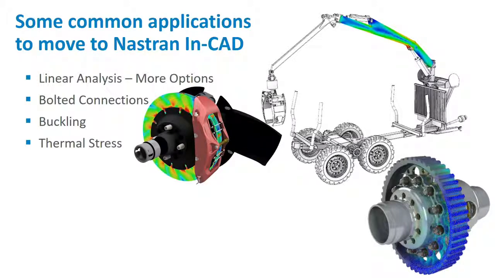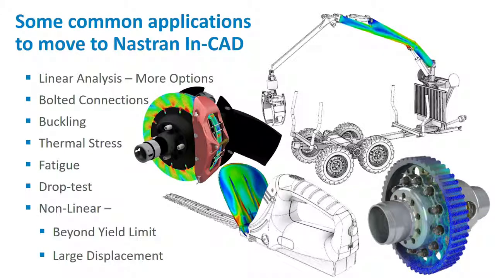Thermal stresses, I have a customer example about that one. Fatigue, if you want to calculate fatigue within the FEA software, you can make it inside Nastran in CAD. If you want to make a drop test, just take something, drop it to the ground, make it pretty much automatically, works fine. And then the non-linearity, many use that. When you pass the yield limit, rubber material, large displacements.